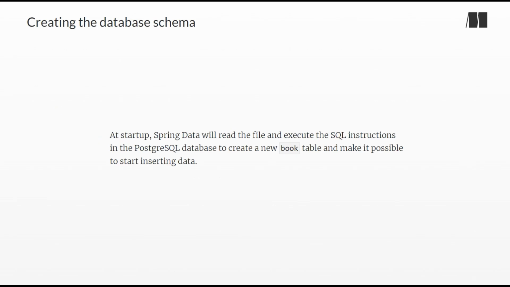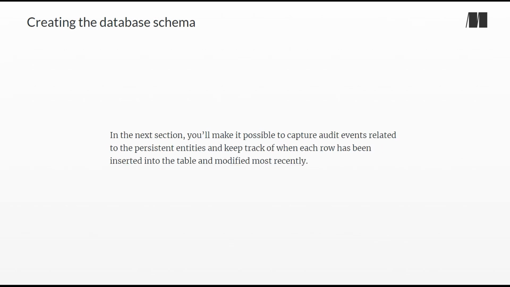At startup, Spring Data will read the file and execute the SQL instructions in the PostgreSQL database to create a new book table and make it possible to start inserting data. In the next section, you'll make it possible to capture audit events related to the persistent entities and keep track of when each row has been inserted into the table and modified most recently.